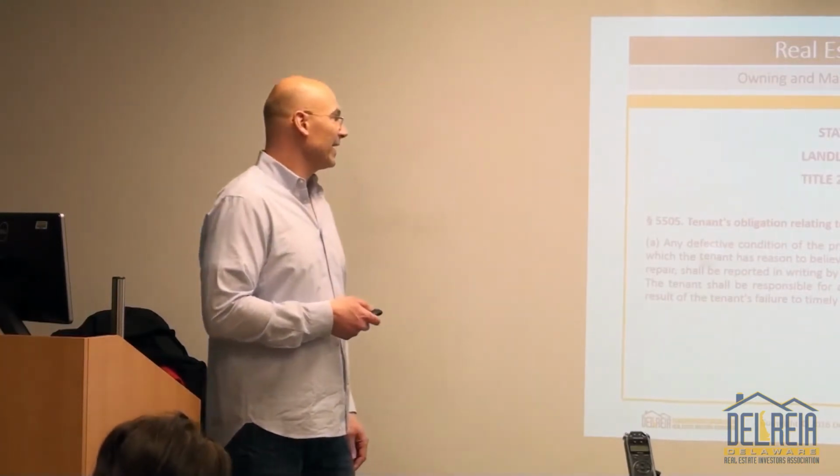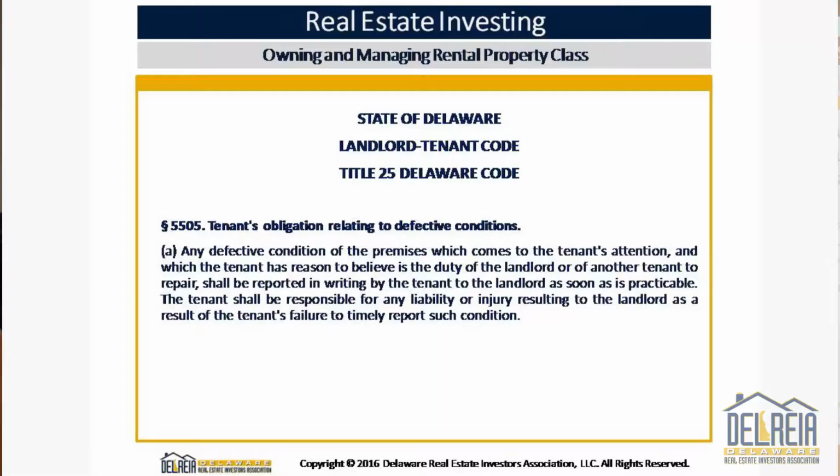Okay. So the tenant's obligation relating to defective conditions. What does a tenant have to do if they recognize something is wrong with the house that needs to be fixed? Any defective condition of the premises which comes to the tenant's attention and which the tenant has reason to believe is the duty of the landlord or another tenant to repair shall be reported in writing by the tenant to the landlord as soon as practicable. The tenant shall be responsible for any liability or injury resulting to the landlord as a result of the tenant's failure to timely report such condition.